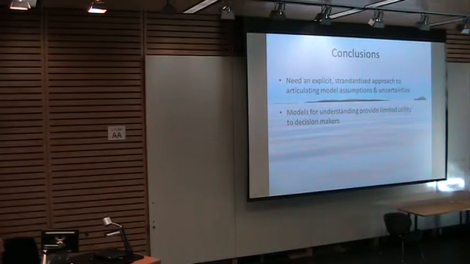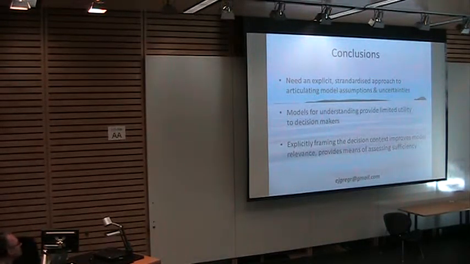We need decision context in our models. These models that we spin up to try and understand ecosystems are great, but there's no evidence that they help decision makers. Explicitly framing the decision context can improve model relevance, and also let us know when we're finished modeling.